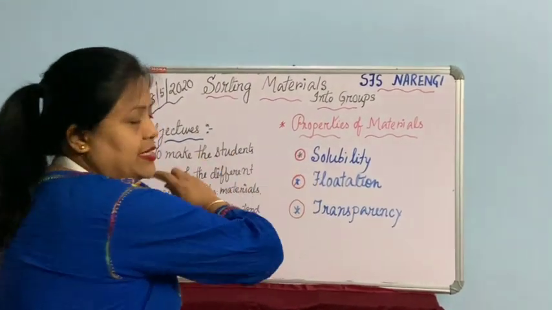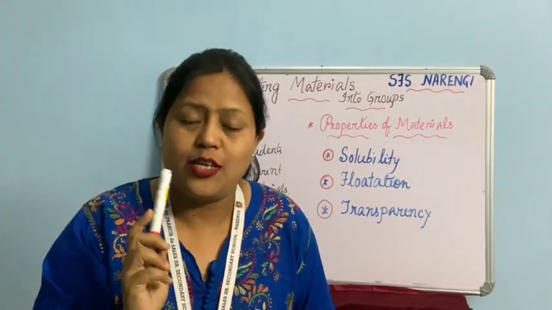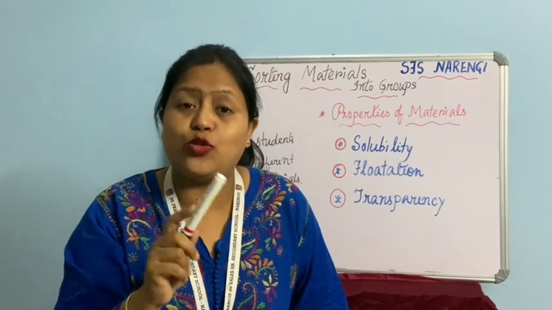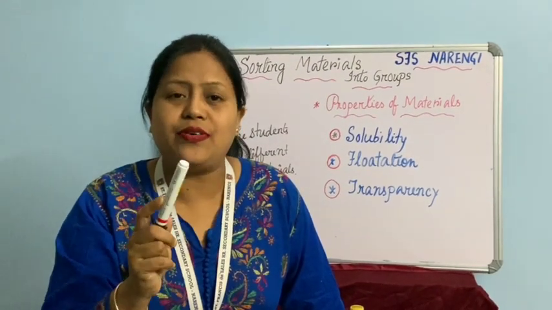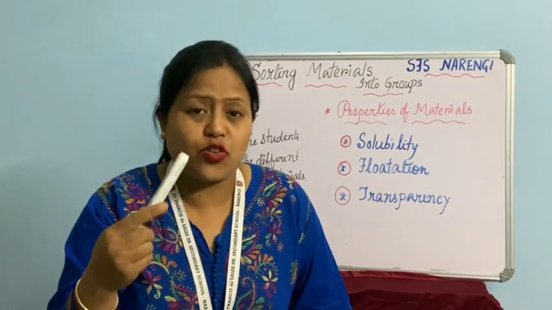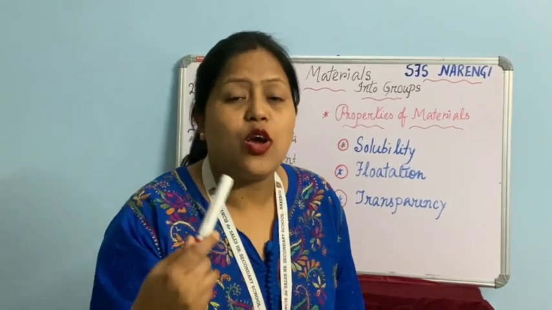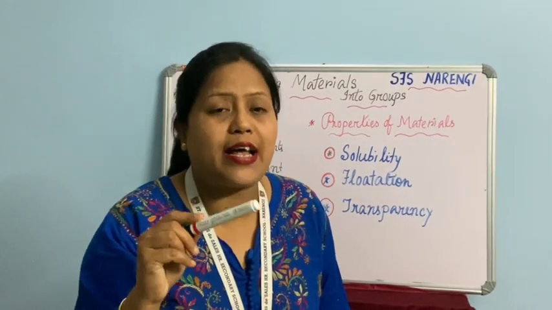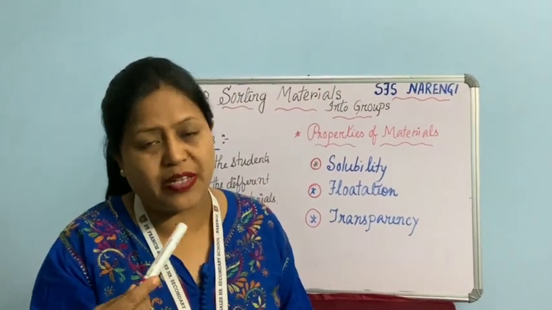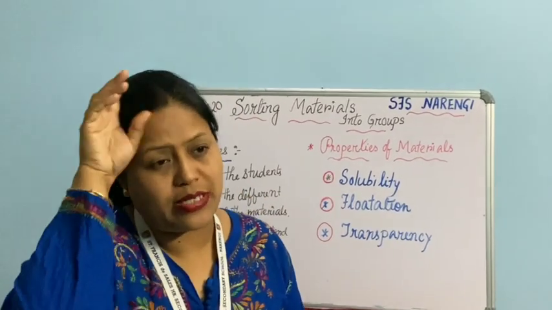So let's start with the first property, that is solubility. Now what do you mean by solubility? Solubility is the property due to which a material either gets soluble in water or will not get soluble in water. Means solubility is the property which decides which materials are soluble in water and which are non-soluble in water. We have some activities, some experiments to prove that. Can you tell me some examples of materials which can be soluble in water? Do you have any example?